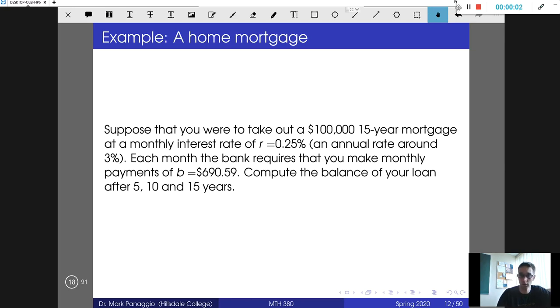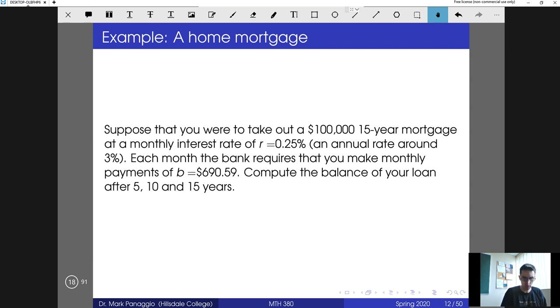All right, let's look at another example here. Suppose that you were to take out a $100,000 15-year mortgage at a monthly interest rate of 0.25%, which turns into an annual rate of around 3%, which is about where the rates are at the moment. And suppose that each month the bank requires that you make a monthly payment of $690.59. Let's try to compute the balance of the loan after 5, 10, and 15 years, and we'll use a difference equation to help us do that.